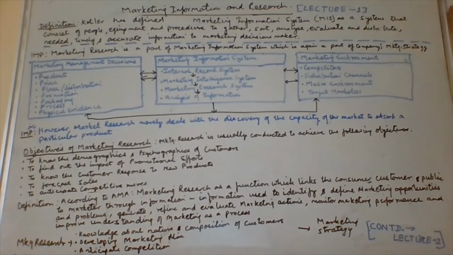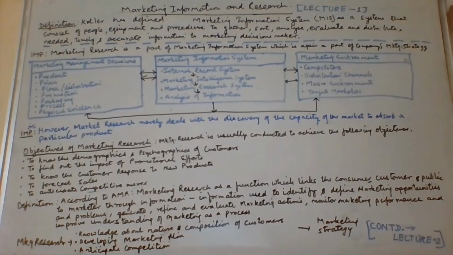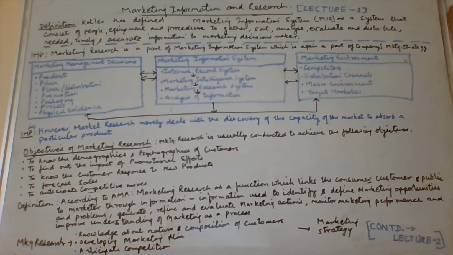And to take decisions, one has to have the various inputs on the basis of which the decisions are to be made. And because, as I've discussed just now, the external environment is so dynamic and the competition is ever changing, it becomes very, very difficult for any marketing manager to take appropriate decisions.